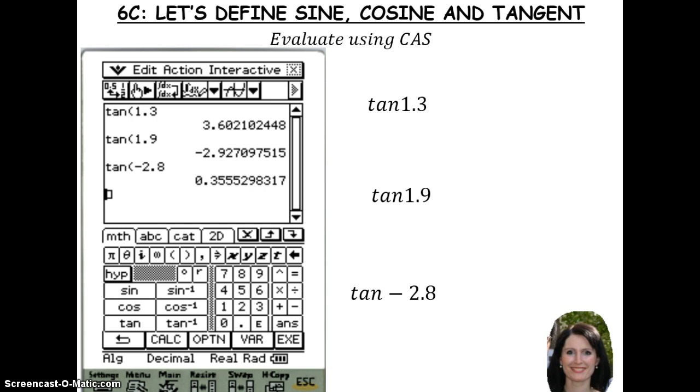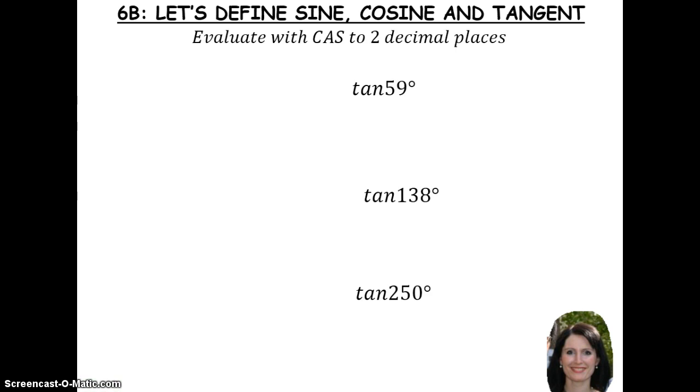So if we have tan 1.3, we just enter it into the calculator. We want to make sure it's in radians and that our answer is in decimals, because our question is asked in decimals and it's in radians. So tan 1.3, tan 1.9 and tan negative 2.8, and you can see there on the calculator screen that's what we'll get: 3.60, negative 2.93 and 0.36.